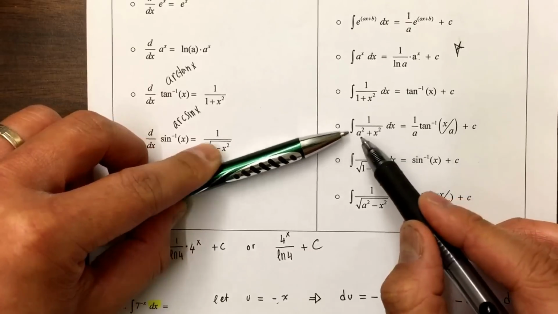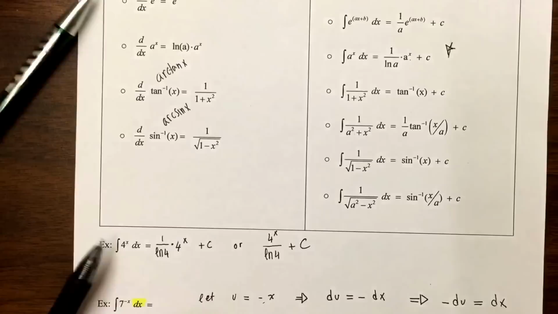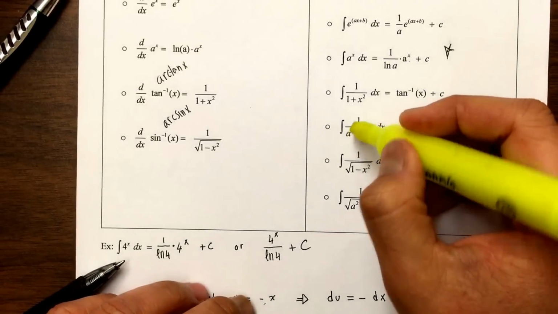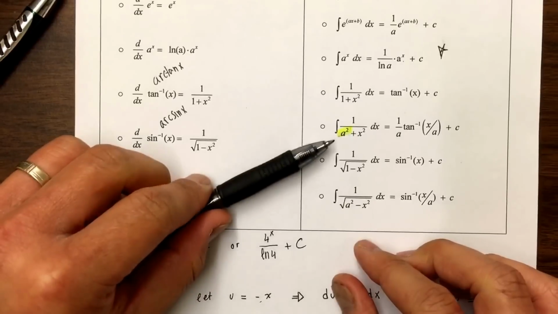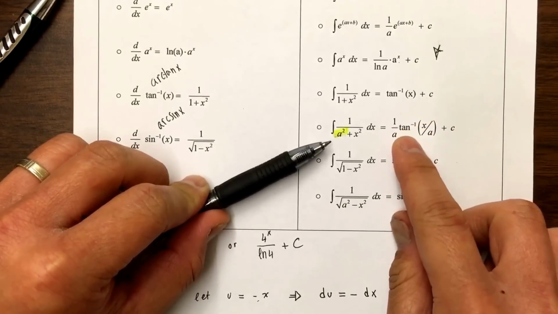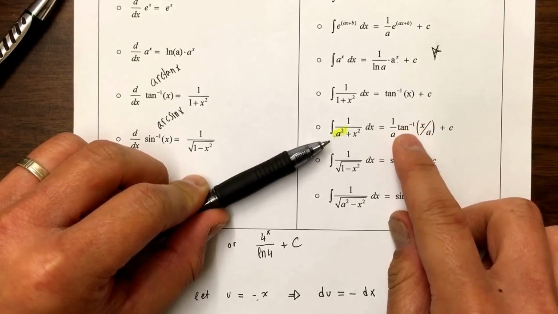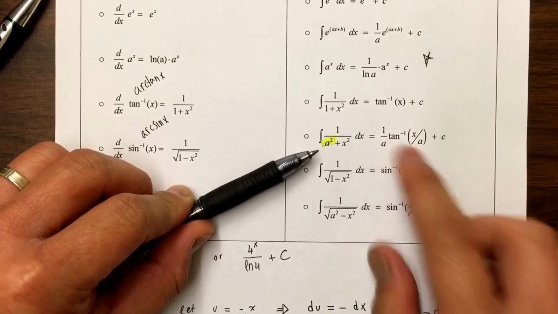Well, first of all, remember on the back side, this number is 9, which I'll flip back for you in a few minutes. That number is 9, which means that a is 3. So when we find the antiderivative, it will be tangent inverse of x over 3 times 1 over 3. Okay, so let me show you.